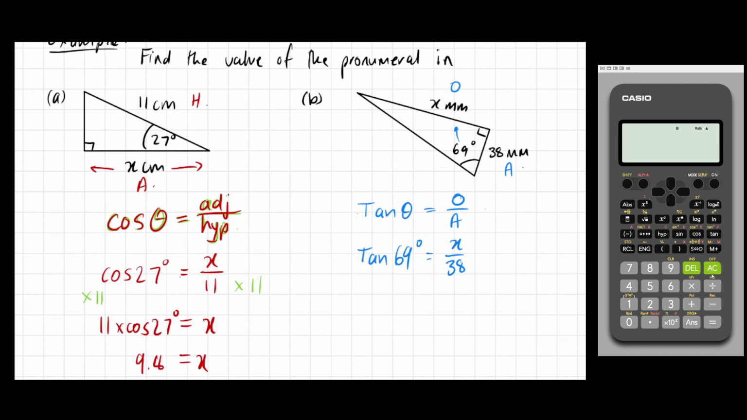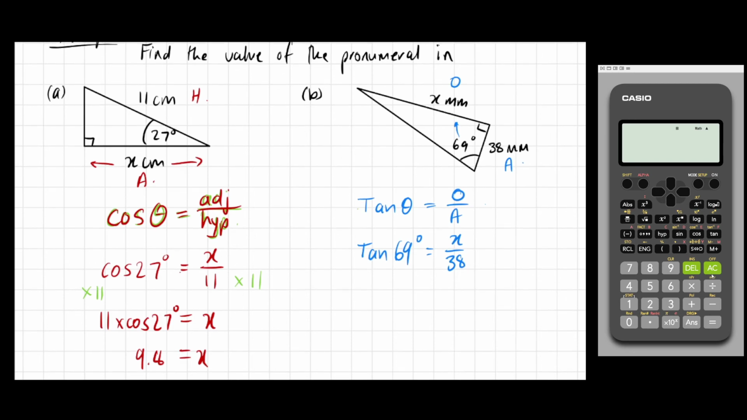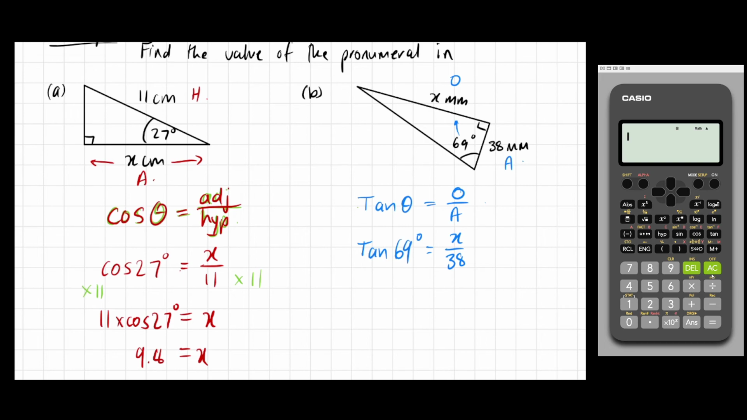Before we do this next step, just think to yourself, are we expecting a smaller number or a bigger number than 38? You can probably judge this from the picture. I have made it a little bit to scale, just to make it easier for you to see. But let's continue with the next step. I'm hoping you've picked the next step, which is to multiply both sides by 38, because we treat it like an equation. We get 38 times tan 69 degrees, which is equal to our x value.